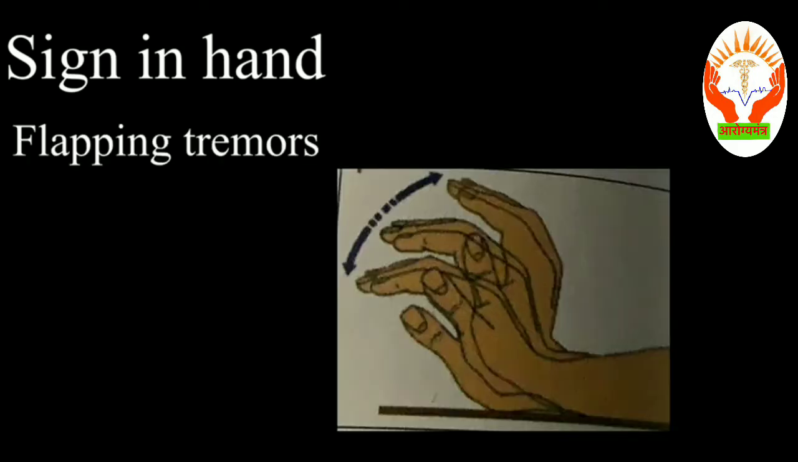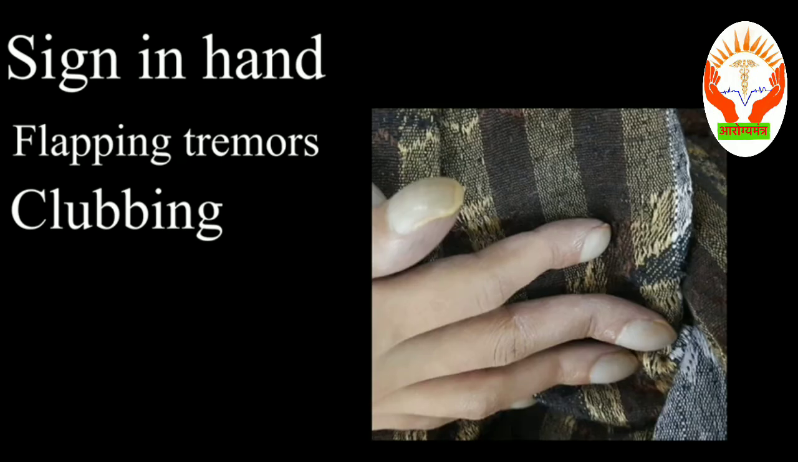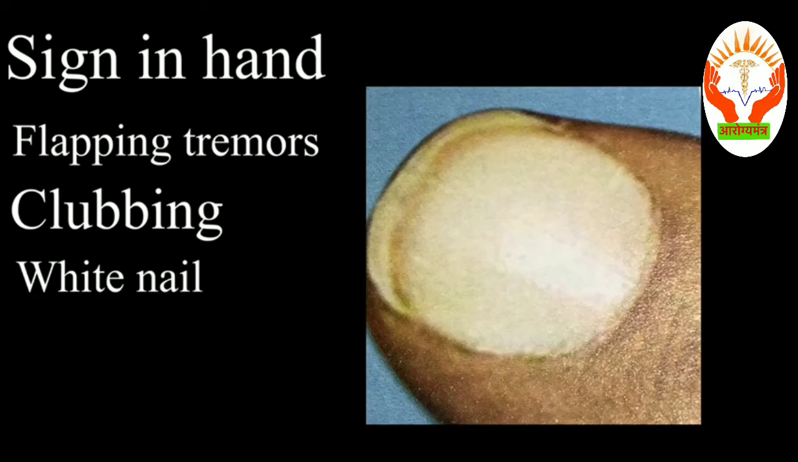We can see flapping tremor in the hand of the patient. For demonstrating this, we have to extend the wrist joint of the patient and see the tremor. At the distal point of the finger, we see clubbing in the hand of the patient, and after looking at the nails of the patient, the nails are white. It is also called Terry nail. This is due to hypoalbuminemia.